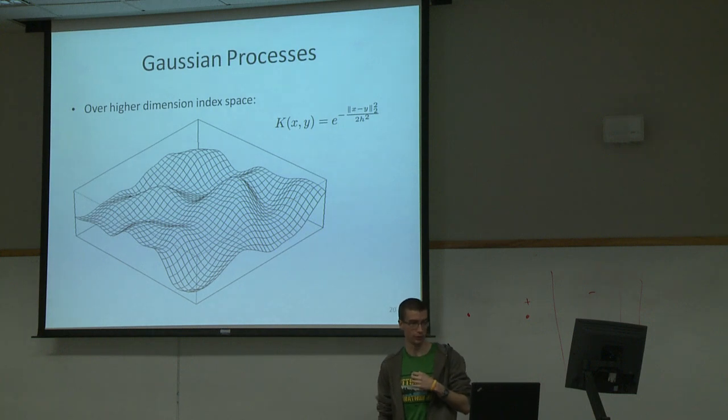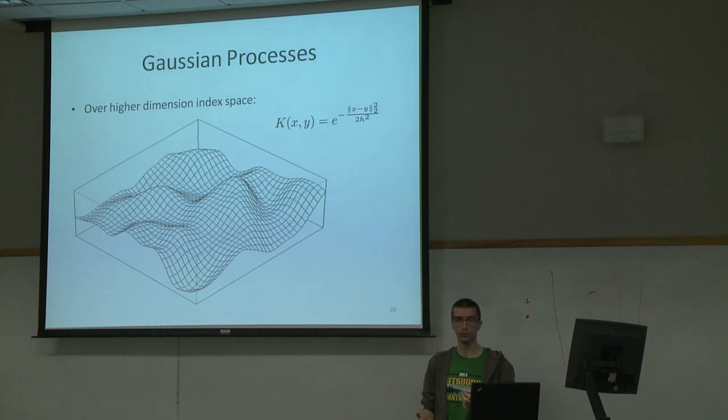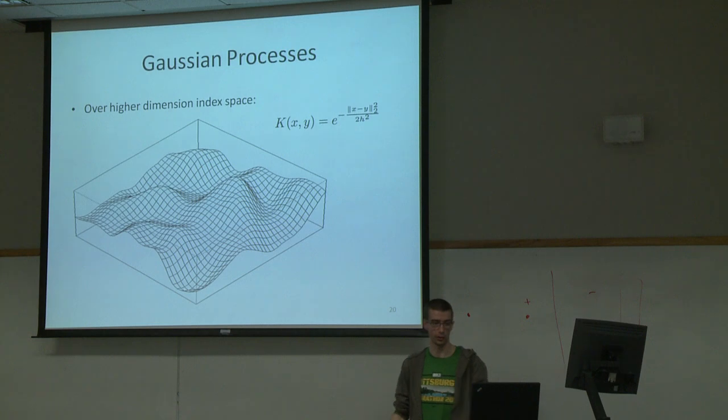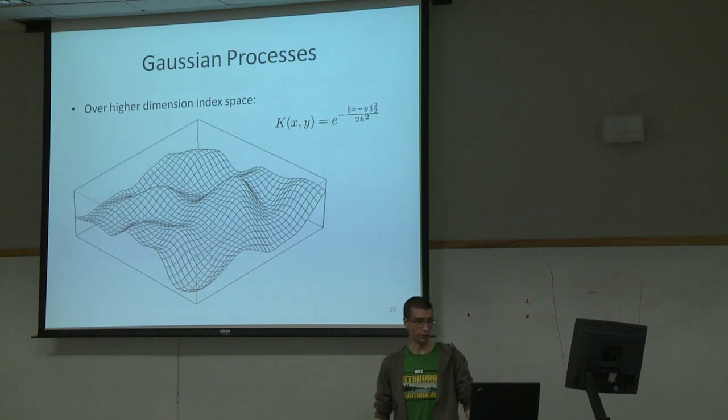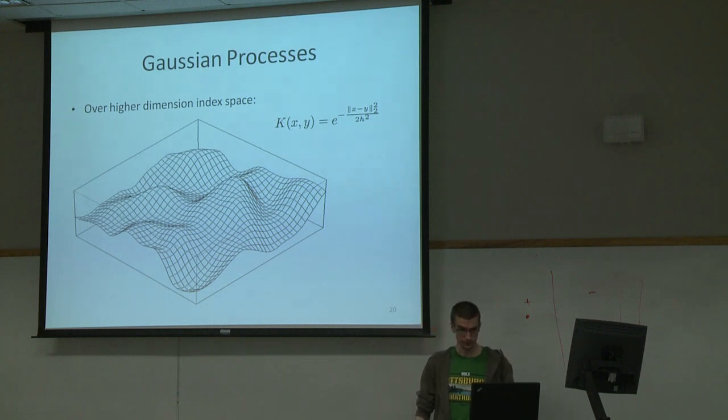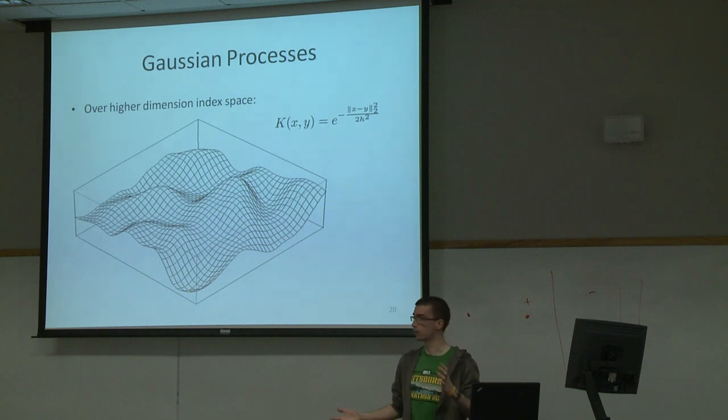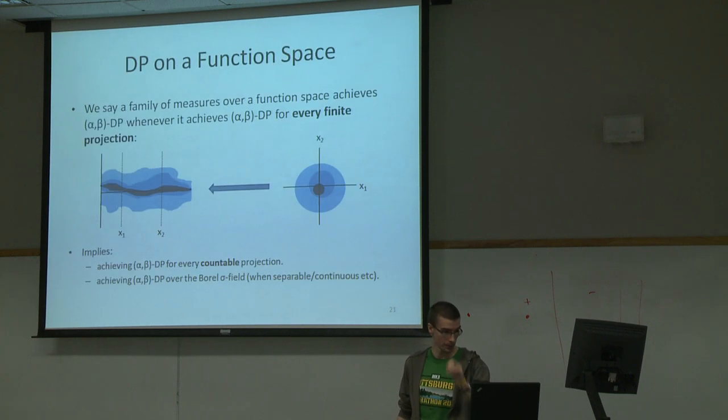What's more, we can take a Gaussian process over higher dimensional index spaces. So here's a Gaussian process defined over R2. I've drawn it as a height field. In principle, these things exist in whatever dimension you think of, but these are the main ones which I can plot for you.